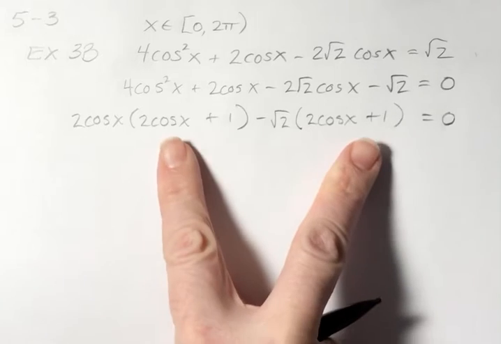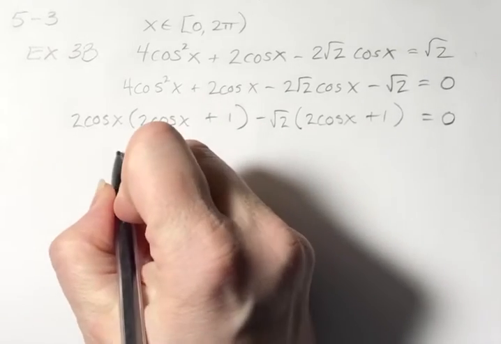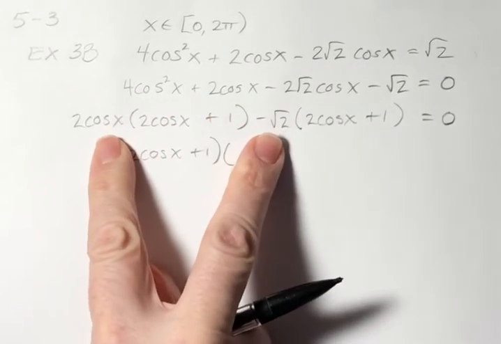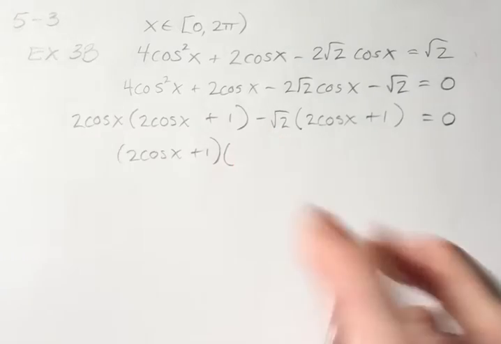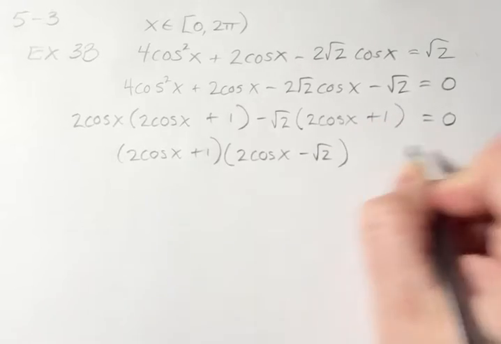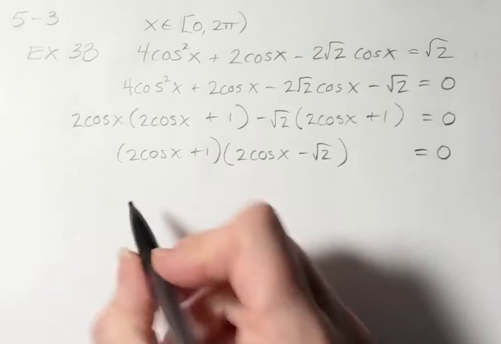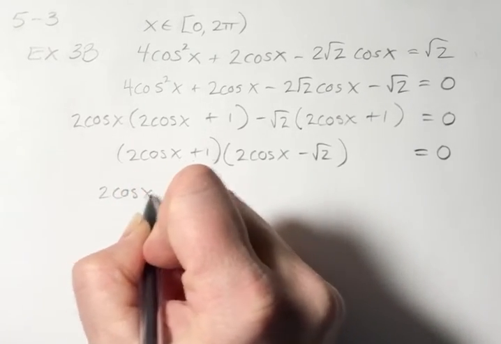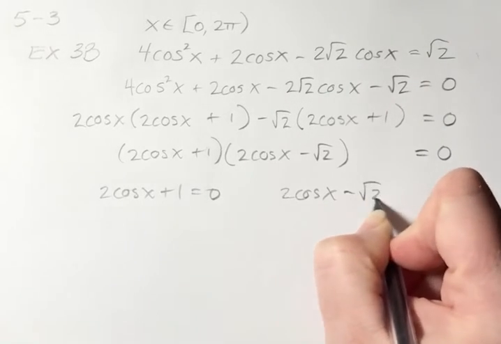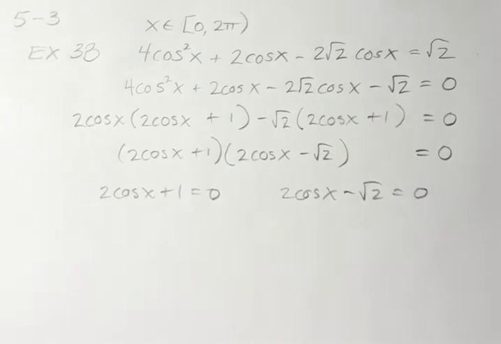So again, factoring by grouping, what I have in the parentheses I want to be the same, which it is. So then I can factor that out front. And I'm left with 2 cosine of x minus the square root of 2. Zero product property, I can set those both equal to 0. So on this one, I need to subtract 1 and divide by 2.